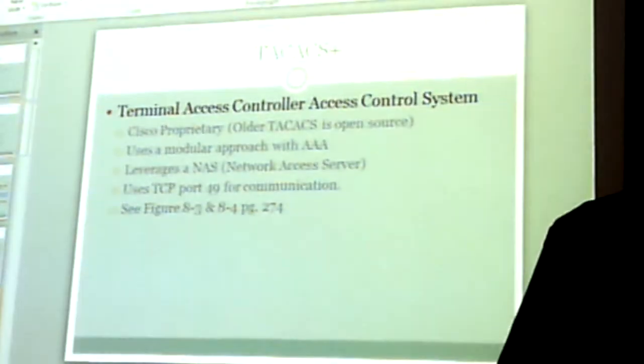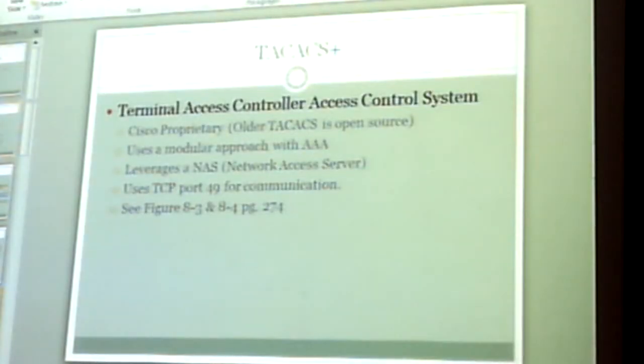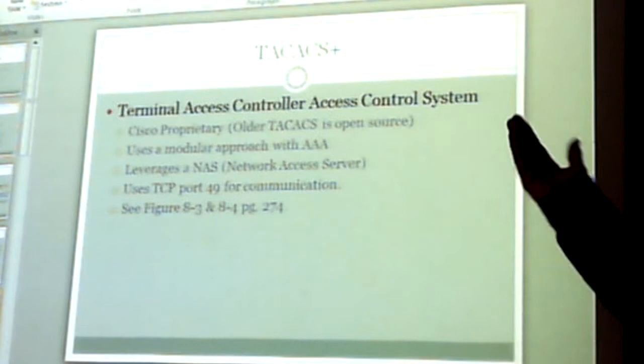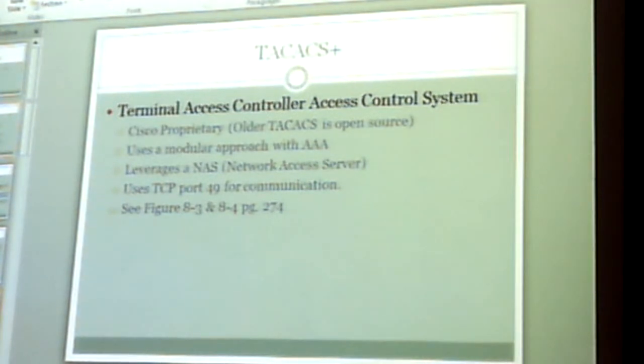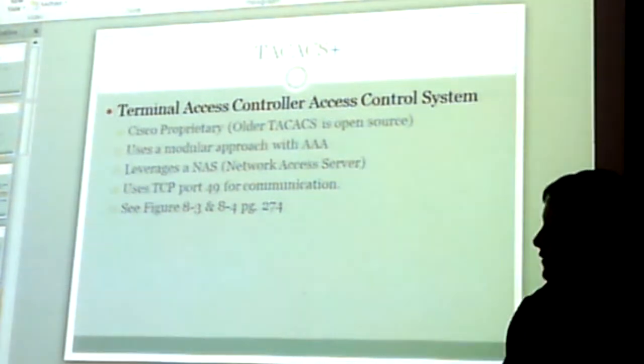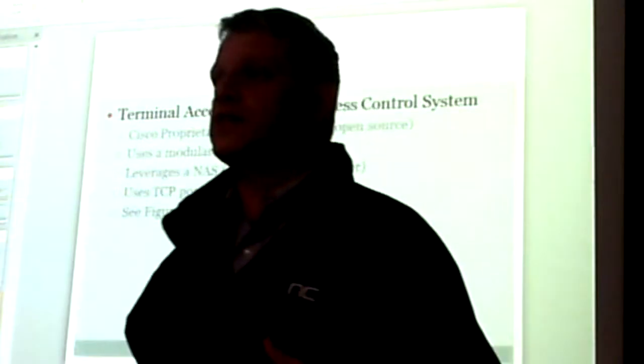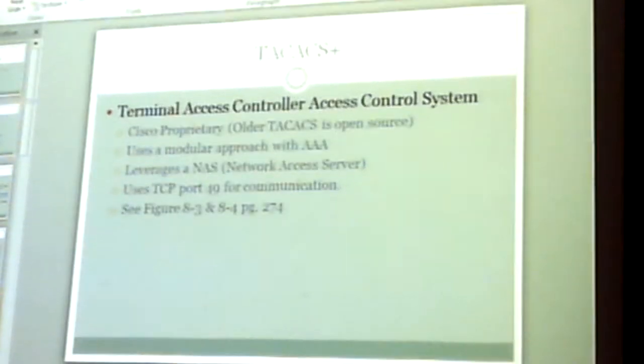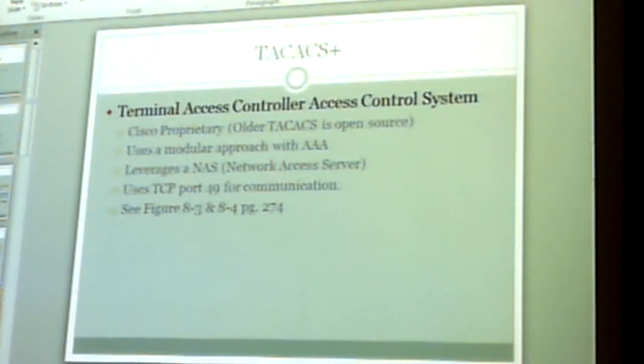In comparison, TACACS Plus, our Terminal Access Controller Access-Control System, which sounds kind of redundant, is Cisco proprietary. Older TACACS was open source, but it uses a modular approach with AAA, where you use a dedicated network access server, and it uses TCP port 49 for communication. So the big difference between Radius and TACACS is that one uses UDP, which is fire and forget. It basically sends its information in one direction. The other one is TCP, which is connection oriented. It sets up a channel with a three-way handshake, where you can do windowing and session information and all this other good stuff.